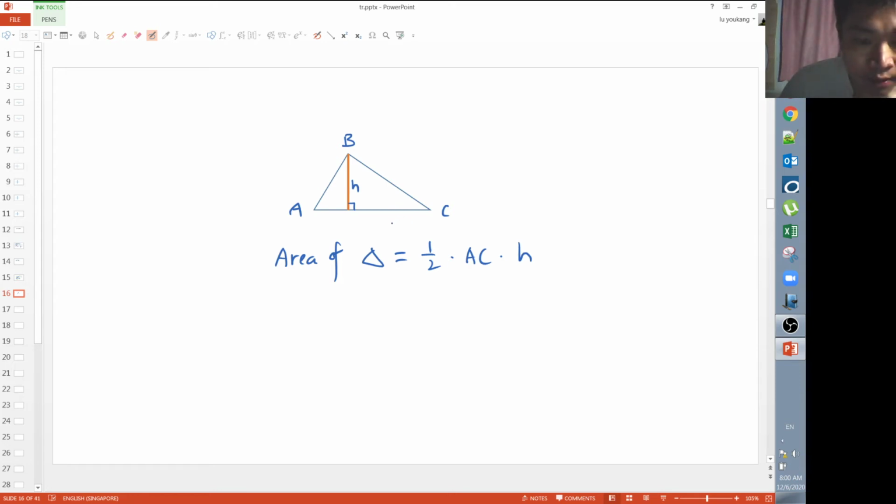What if we don't know what our height is here? What if we don't know what our height is here? So how can we solve these questions?